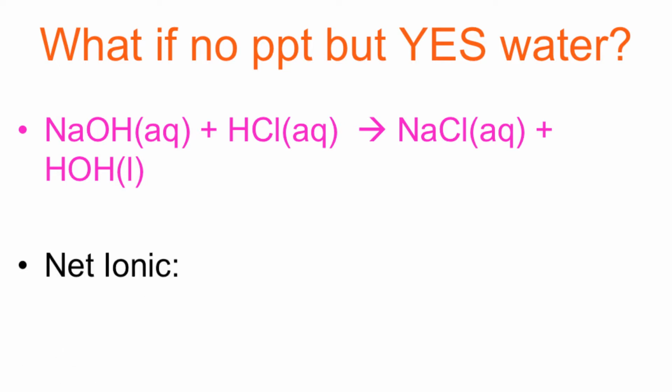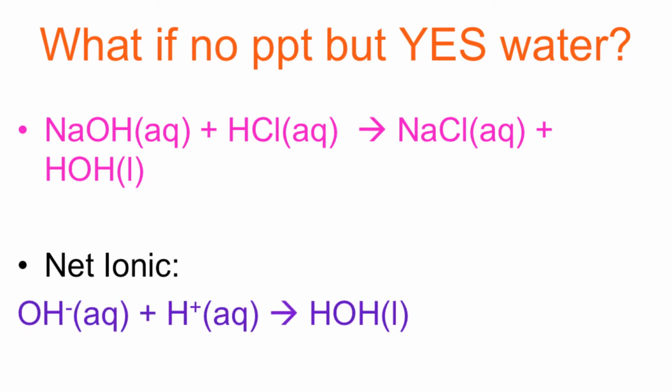Well, again, you split apart anything into its ions. So sodium hydroxide would split into sodium ions and hydroxide ions. Hydrochloric acid would split into hydrogen ions and chloride ions. And you would split apart the NaCl into sodium ions and chloride ions. But you would not split apart the water, because water doesn't split apart. You can go the long way and pull things apart and cancel out the spectators.